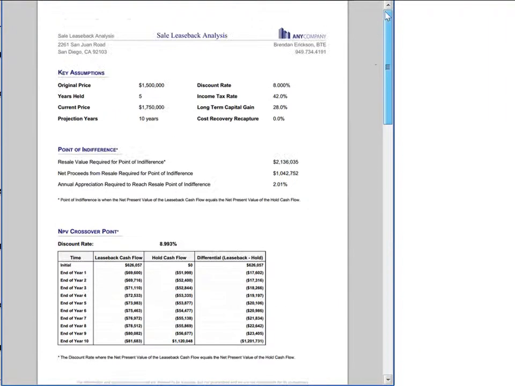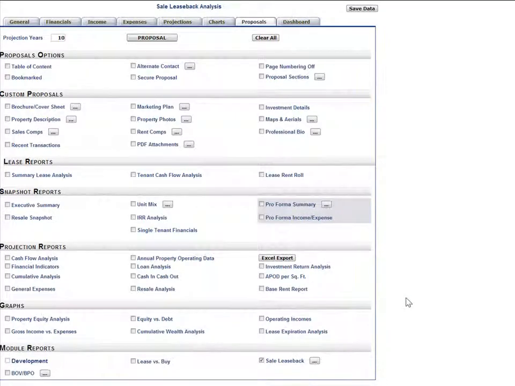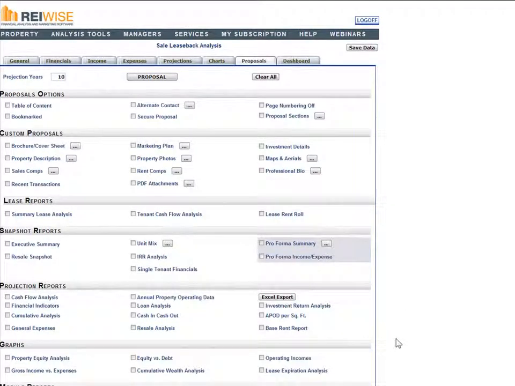Looking back at the summary page, here you will see the two cash flows, the leaseback and the hold, and which one in effect is a better decision for the current property owner. Let's take a look at some of the information you need to input to create both of these scenarios. To do so, I am entering into the REIY's investment analysis platform. We'll start on the General tab.